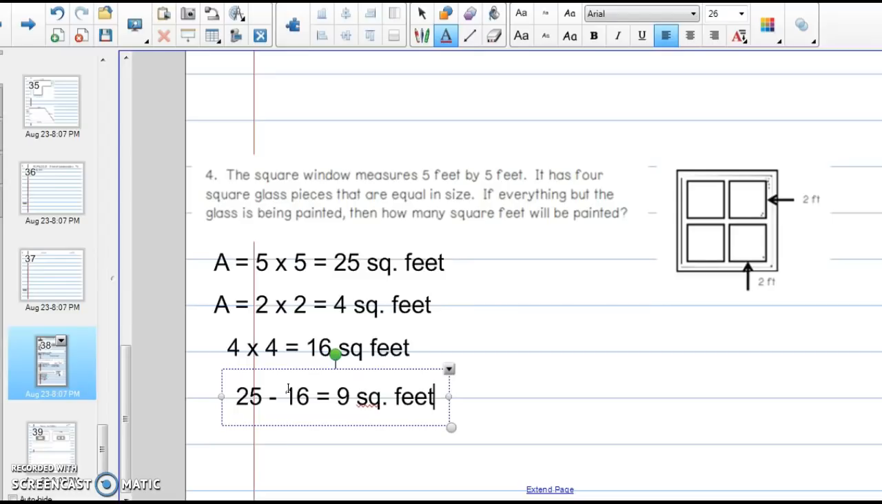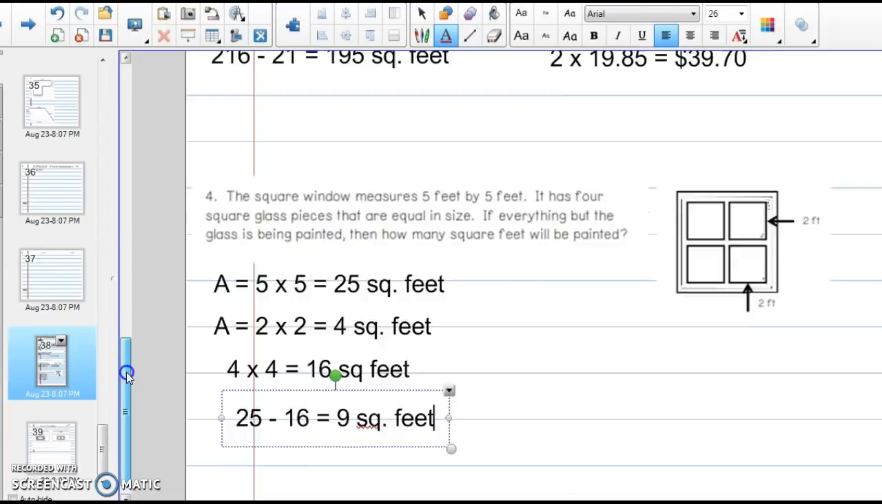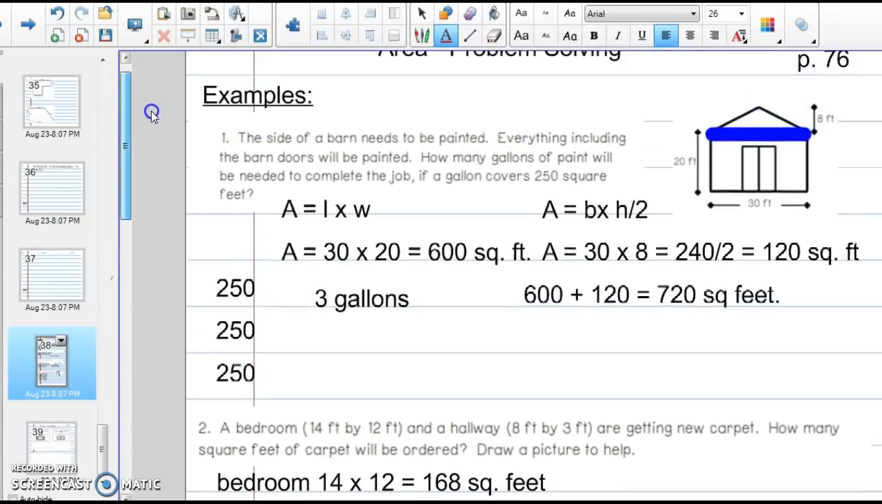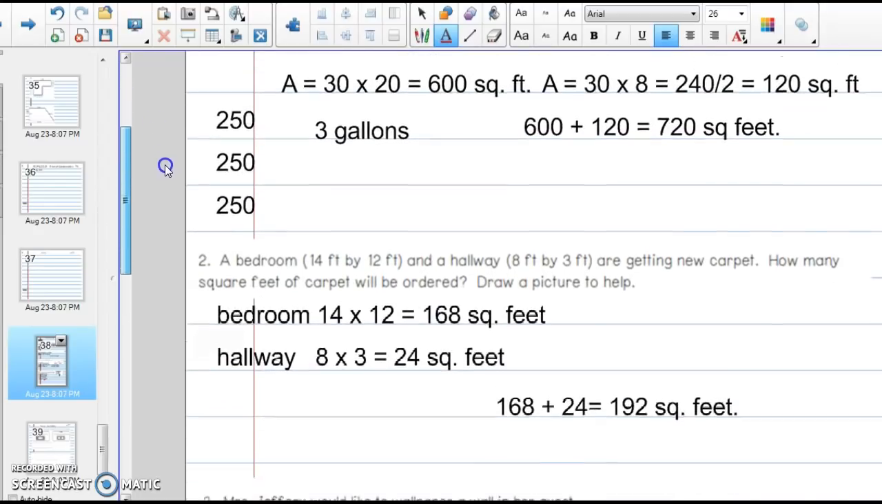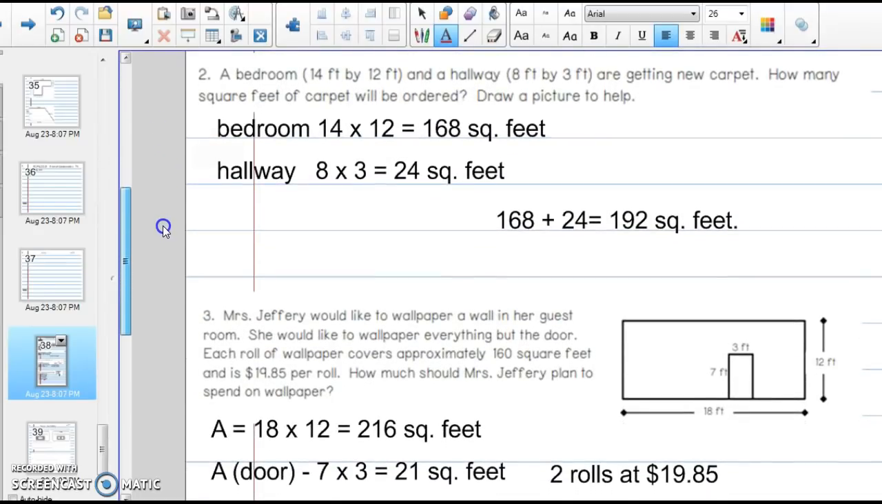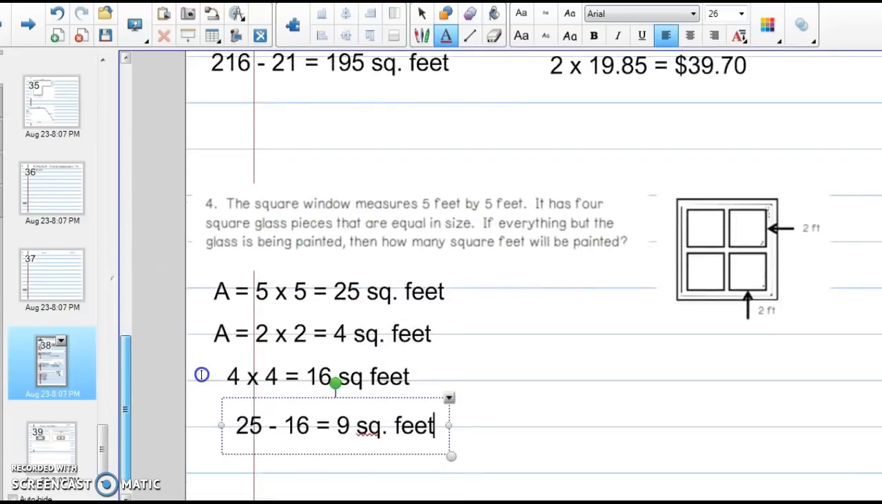9 square feet. Okay, so hopefully now that we have finished page 76, I hope you copied this information down and that you have worked through the examples with me. And this should make sense to you based on everything that we have been doing on area. So what you're going to do now is pull up the PDF file. It's going to be a page that you will view on your computer, but you're actually going to do the work and answer the problems on page 77 of your interactive notebook.